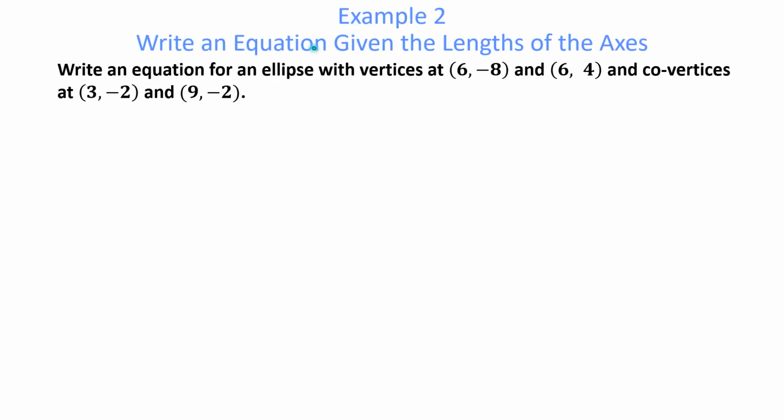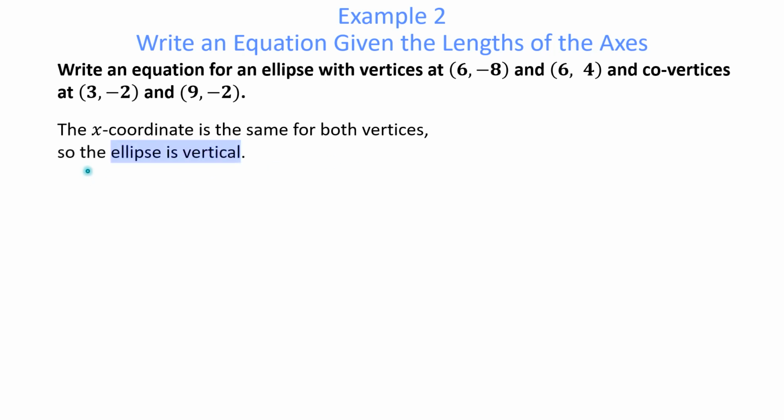So for example 2, we are required to write an equation for an ellipse with vertices at (6, -8) and (6, 4), and co-vertices at (3, -2) and (9, -2). Now, if you look at the vertices here, we can see that the x-coordinates are the same. If they're the same, then we know that the ellipse is vertical. And we can confirm this with a plot of these points, the vertices and the co-vertices. We can see that the major axis there is vertical.